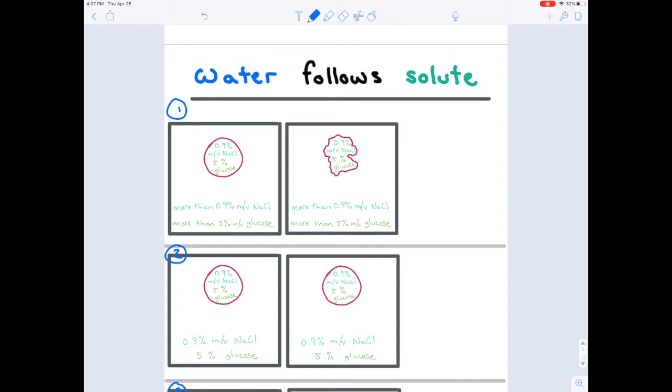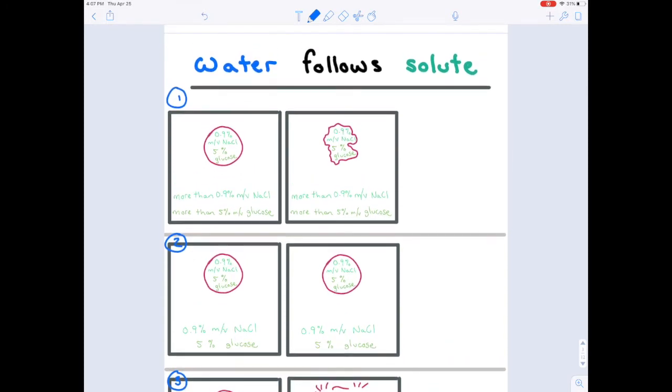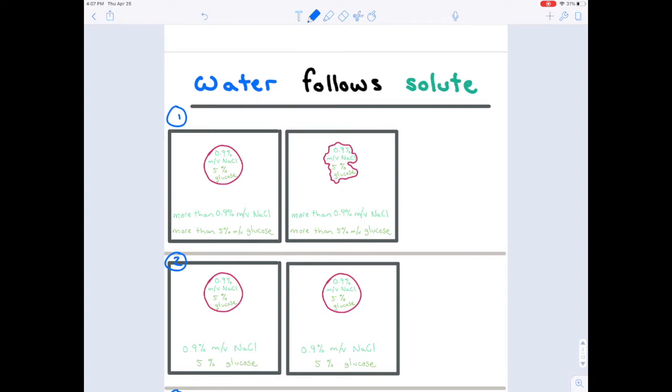Now, inside of a red blood cell, there is a 0.9% mass volume of table salt, NaCl, and 5% sugar mass volume. And so you can put a red blood cell into 3 different types of solutions. In one solution, there would be more than that amount. There's either more salt or more sugar in the solution. And if there's more outside of the cell, water is going to go where the solute is. It's going to follow it. So if there's more outside, then the water is going to go out of the cell. And when it does that, it wrinkles or shrivels up like you see here on the right.